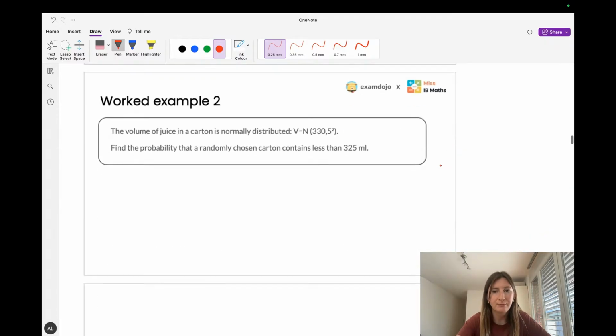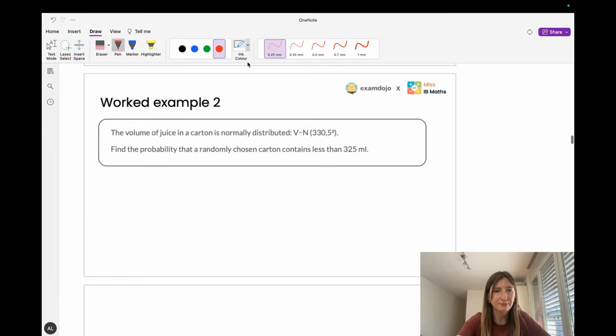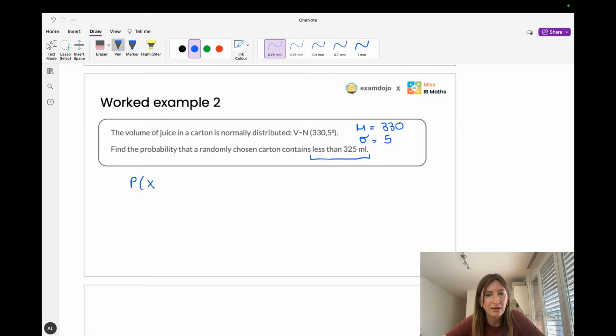Right, let's do another example. I think we're going to use our calculators now. The volume of juice in a carton is normally distributed. So V, the volume normally distributed with a mean of 330. I like to write it out just so it's really clear to me. 330 and a standard deviation of 5. See the little squared there? So standard deviation is 5. Find the probability that a randomly chosen carton contains less than 325 mils. So let's write that as a probability. P of X is less than 325.